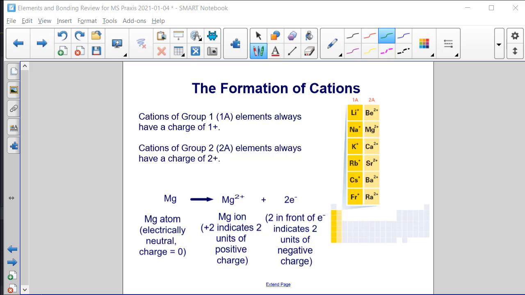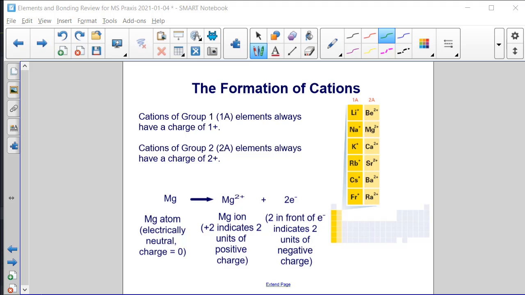Let's talk about how cations are formed. So cations from group 1, or again in the older naming, group 1A with lithium, sodium, potassium, always have a charge of 1+, and the cations in group 2 or 2A always have a charge of 2+.